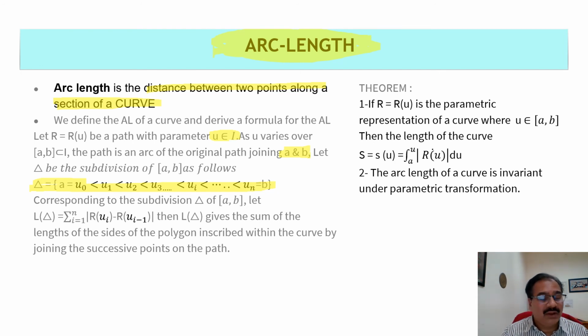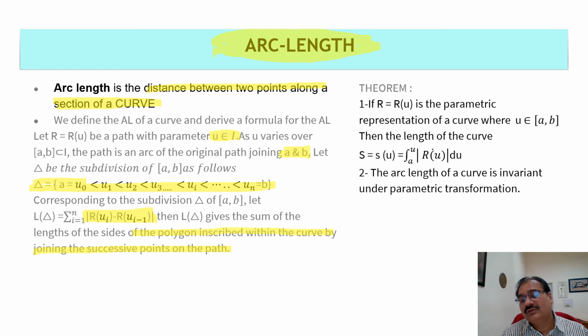Corresponding to the subdivision delta of AB, let L(delta) be the summation for i equal to 1 to n of the norm of r(ui) minus r(ui minus 1). This is the length of the curve. It means that if the points are in the neighborhood, then L(delta) gives the sum of the lengths of the sides of the polygon inscribed within the curve by joining these successive points on the path.